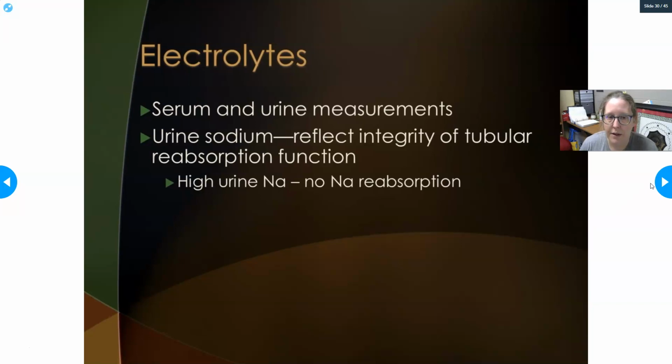So next you would want to do electrolytes. To assess kidney function, you want to check the electrolytes, sodium in blood and in urine. For example, you can do a serum sodium and a urine sodium to compare and see what's going on with sodium. Urine sodium reflects the integrity of tubular reabsorption function. If you have high urine sodium, then sodium is not being reabsorbed.